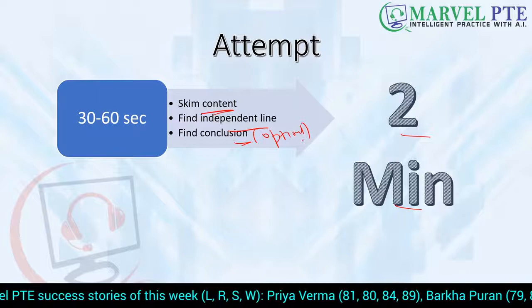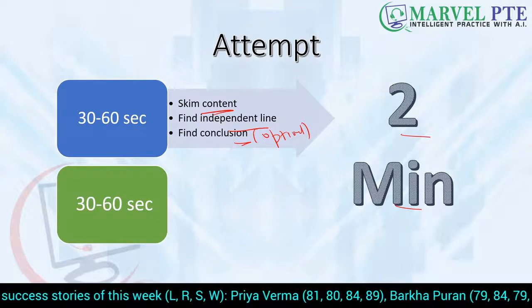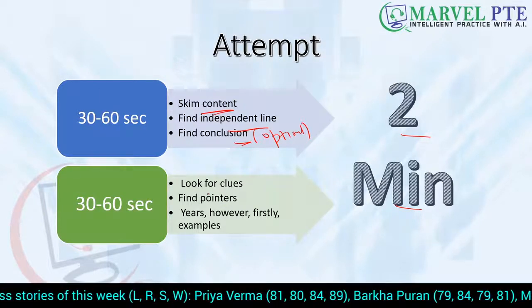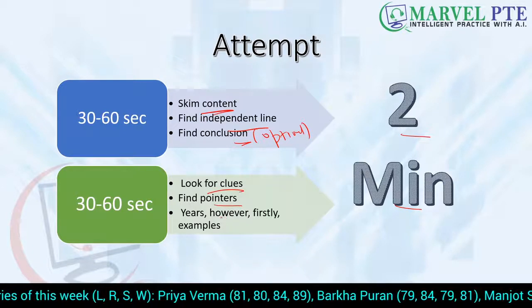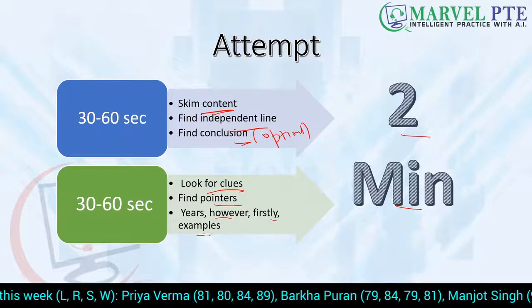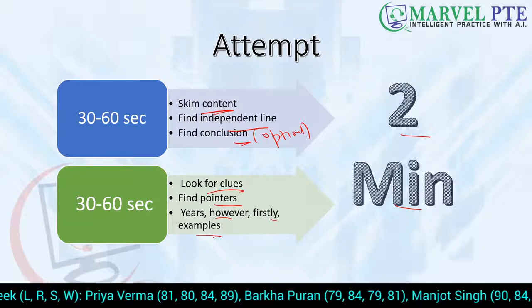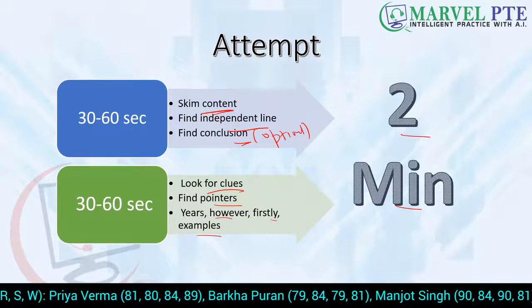If you are not able to find it, do not worry about that. And then in the next 30 to 60 seconds, you have to look for clues, you have to find pointers like years, and whether examples are given or not, and then you have to make pairs.